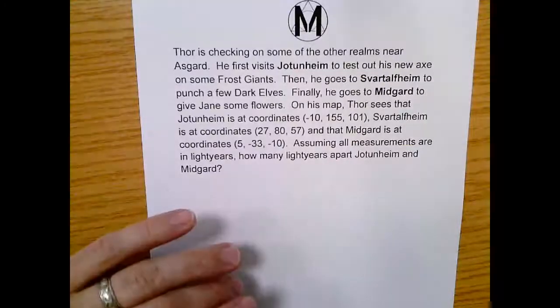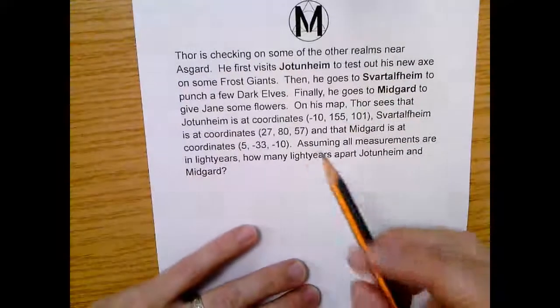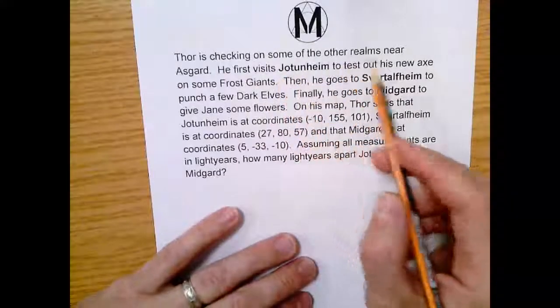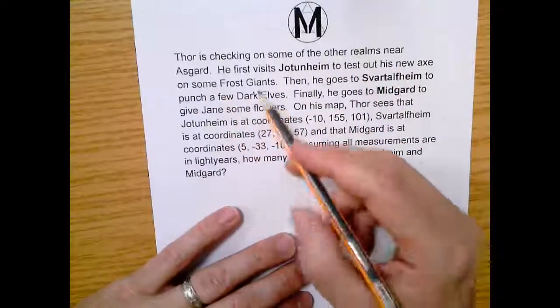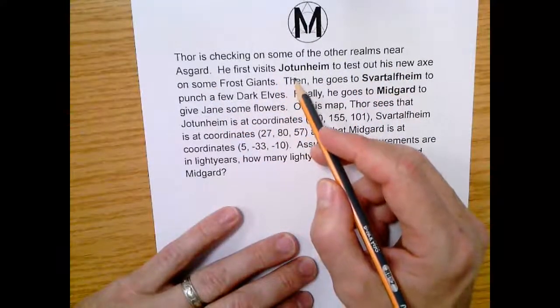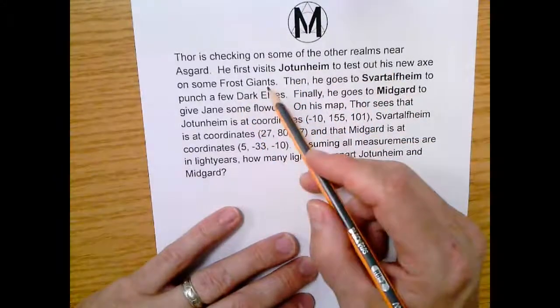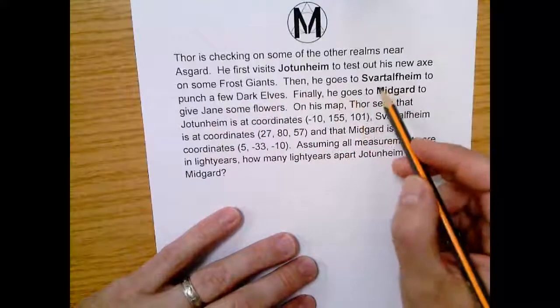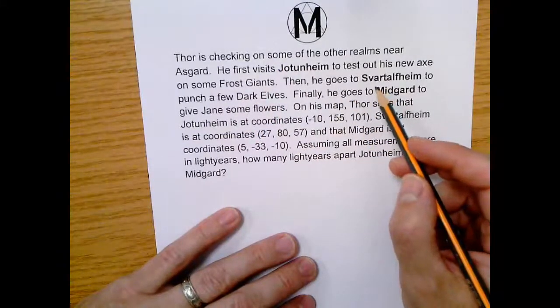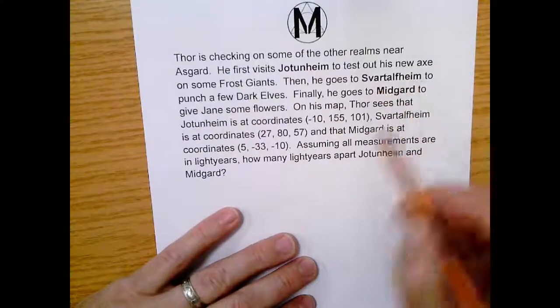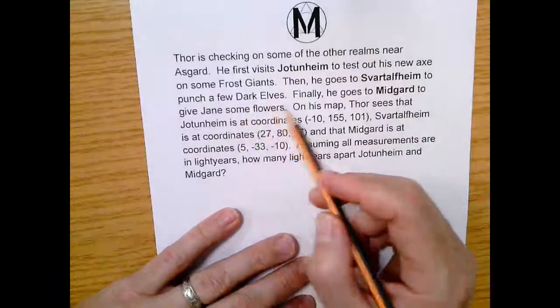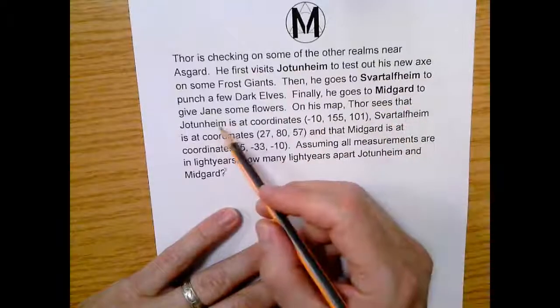All right, let's do some Mathity-Math. Here we go. It says Thor is checking on some of the other realms near Asgard. He first visits Jotunheim to test out his new axe on some frost giants. Cool. Then he goes to Svartalfheim. No, that's not right. Svartalfheim. There you go. To punch a few dark elves. Cool. Finally, he goes to Midgard to give Jane some flowers.